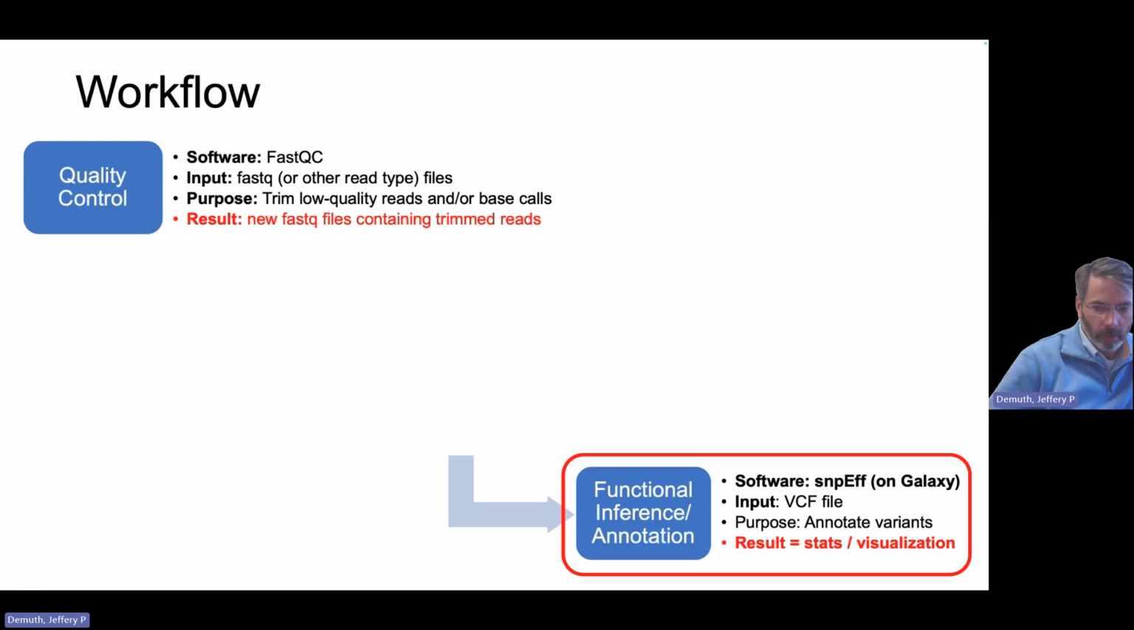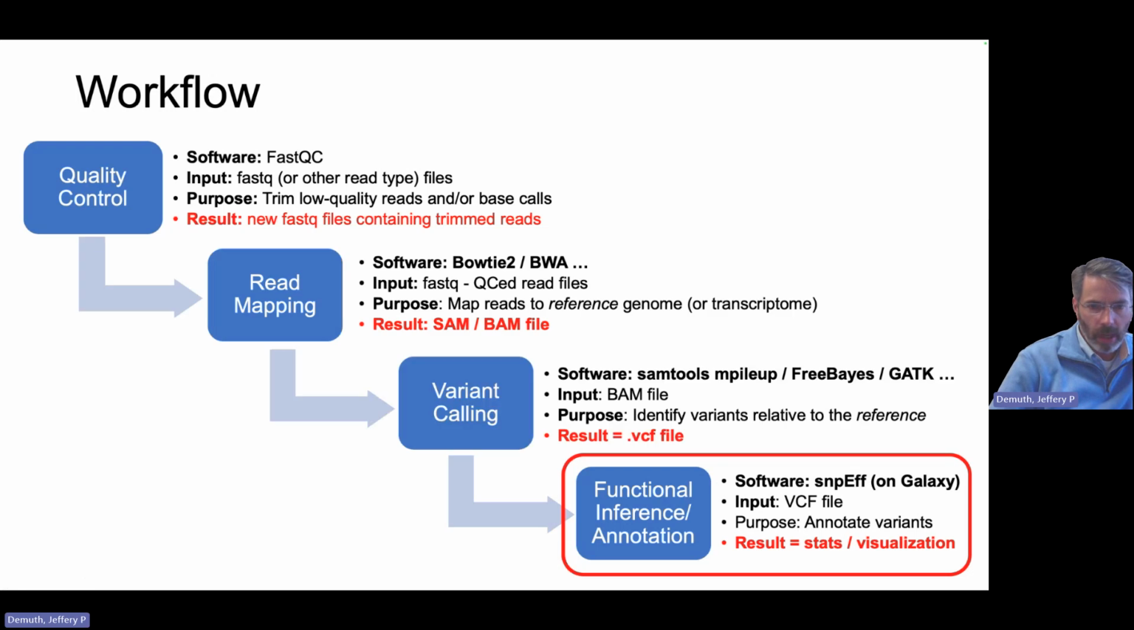So where are we? We're trying to get down here. We've done quality control, we've done read mapping, we've done variant calling. Now we want to figure out what those variants are and what they do. So we're going to use SnpEff on Galaxy. I'm giving you the variant call file. The purpose here, like I said, is to annotate the variants, and the results of this step are statistics, and in some cases we'll see some pretty simple visualizations.